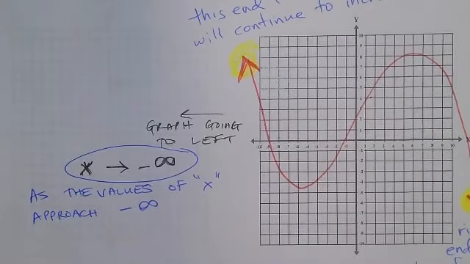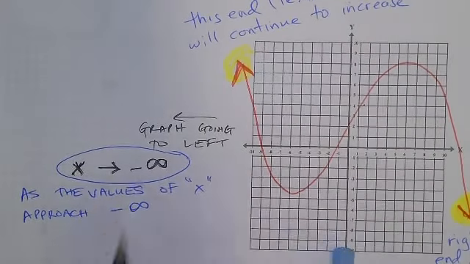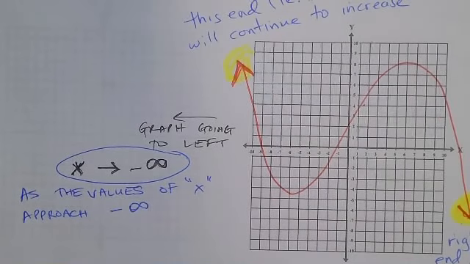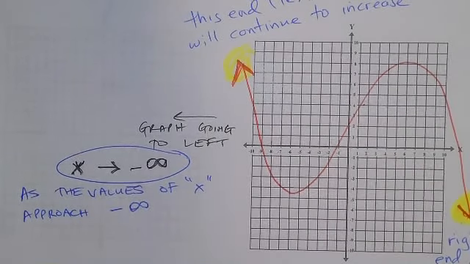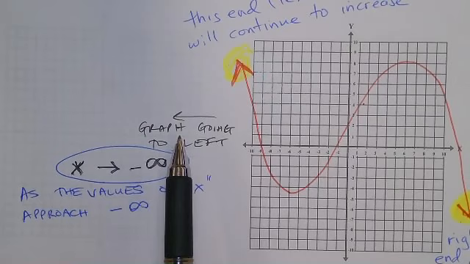Negative infinity. That's what this means. That's how you read that. That's what the arrow means. You see the x right there, and you see the negative. As the values of x approach negative infinity, what is happening to the values of y, everybody?